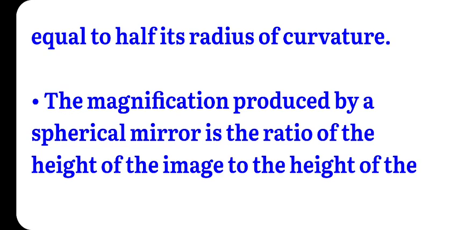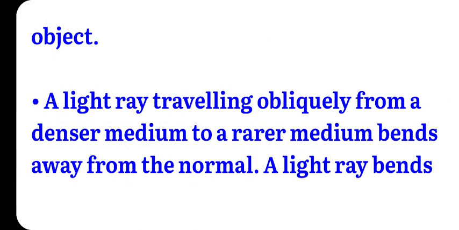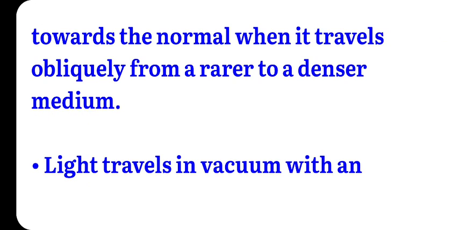The magnification produced by a spherical mirror is the ratio of the height of the image to the height of the object. A light ray traveling obliquely from a denser medium to a rarer medium bends away from the normal. A light ray bends towards the normal when it travels obliquely from a rarer to a denser medium.